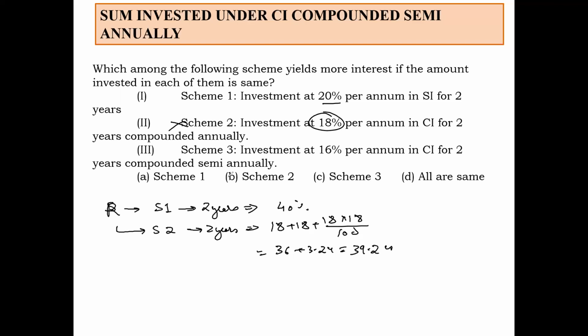How about scheme 2 and scheme 3? Scheme 2 is 18% per annum CI for 2 years. Scheme 3 is 16% per annum CI for 2 years, compounded semi-annually or half yearly. So for scheme 2, the 1 year effective rate percent is 18. What will be the effective rate for scheme 3 for 1 year?